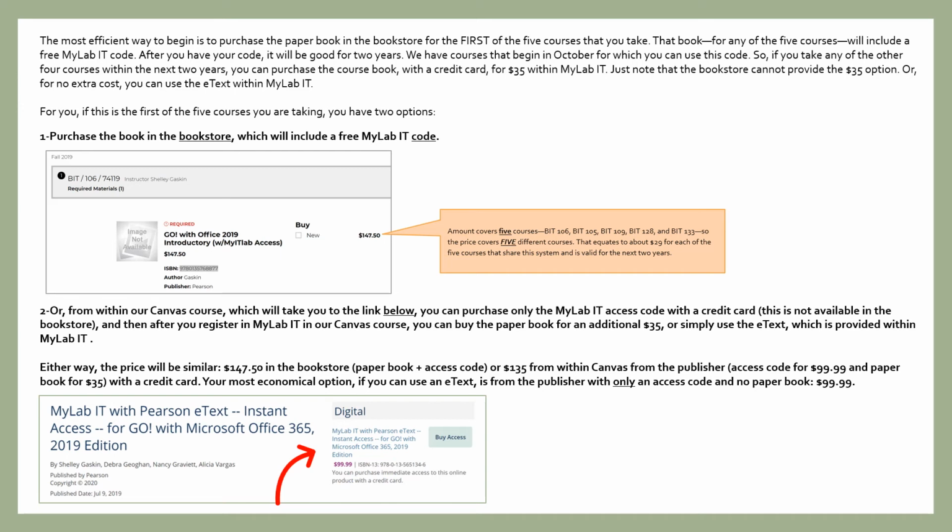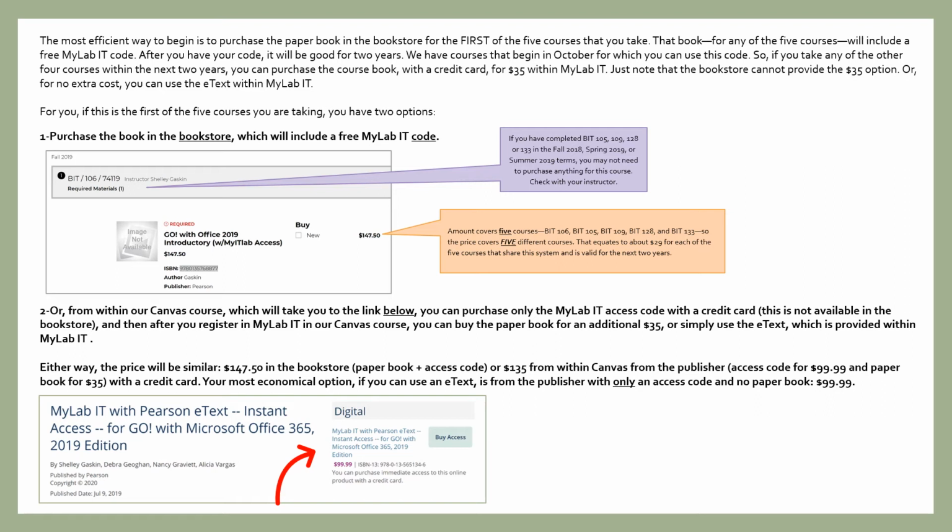$147.50 in the bookstore, that's a paper book plus access code, or $135 from within Canvas from the publisher, access code for $99.99 and paper book for $35 with a credit card. Your most economical option, if you can use an e-text, is from the publisher with only an access code and no paper book.